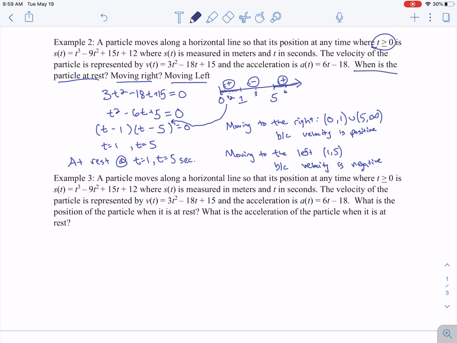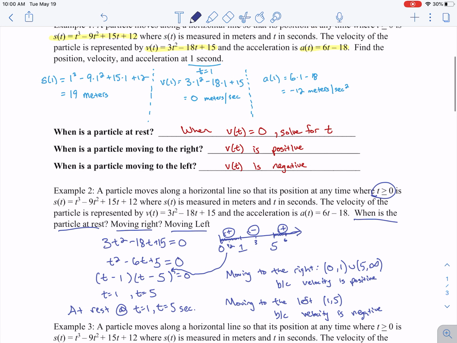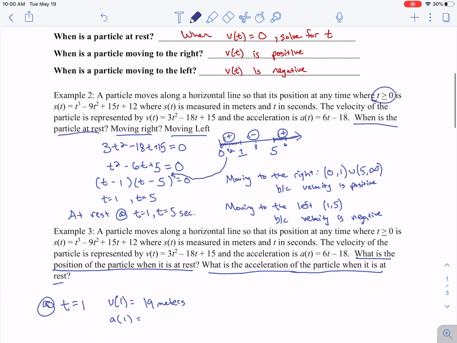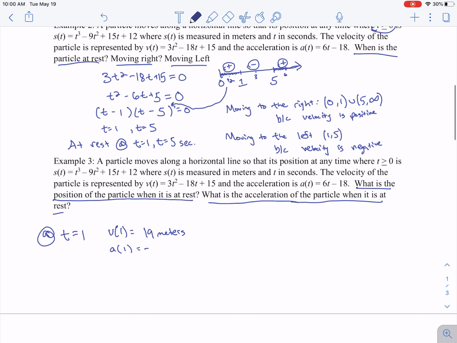Example 3, same prompt, except to ask this: what's the position of the particle when it's at rest? And what's the acceleration of the particle when it is at rest? So we have two different moments. We have at t equals 1. Well, we already did that up here, right? So at t equals 1, I have my position and I have my acceleration. s of 1 is, we said, 19 meters. And a of 1 is going to be negative 12 meters per second squared.